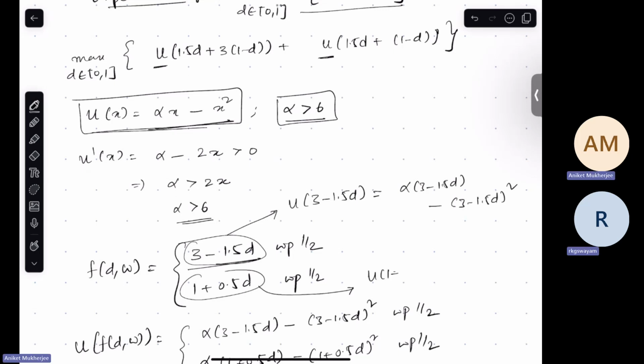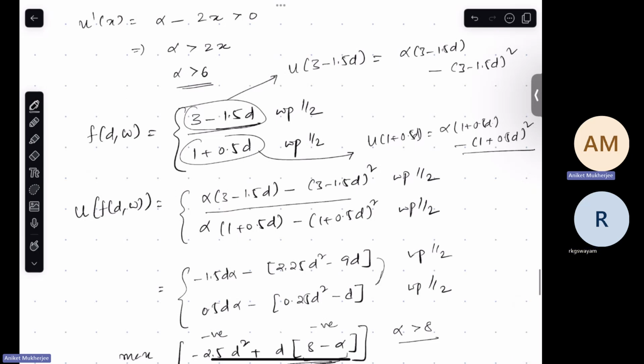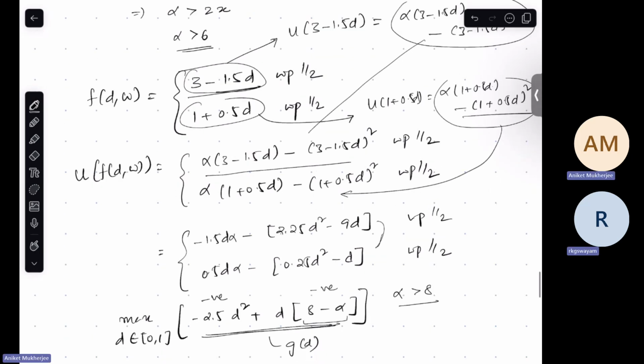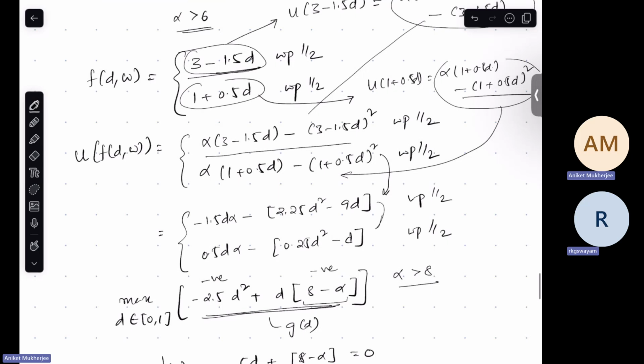Similarly, the utility for this is alpha into 1 plus 0.5d minus 1 plus 0.5d square. And that is basically these two terms I've written here. Then this one step is basically calculation, so you just expand this square. There might be some mistake here, I'm not sure. You can check it out once later. But this is just basically calculation.